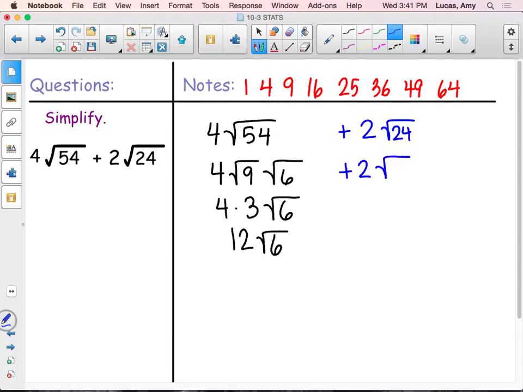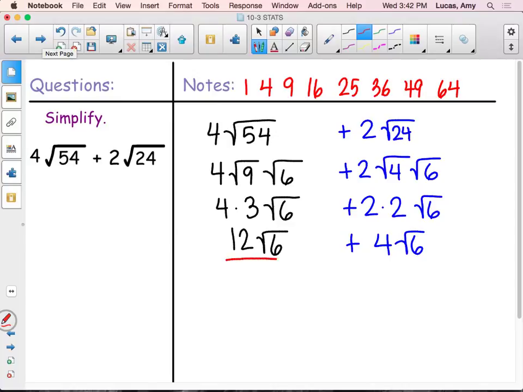For 24, the biggest perfect square factor would be 4. So I can separate it into 4 times 6. The square root of 4 is 2, and 2 times 2 is 4. So now take a look at what our problem looks like. I have 12 times the square root of 6 plus 4 times the square root of 6. Now they are like terms.